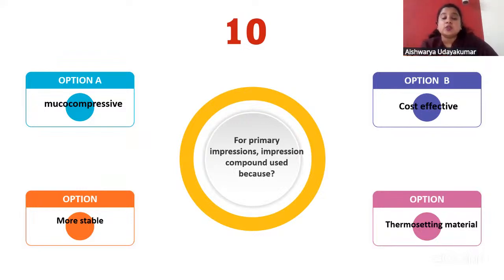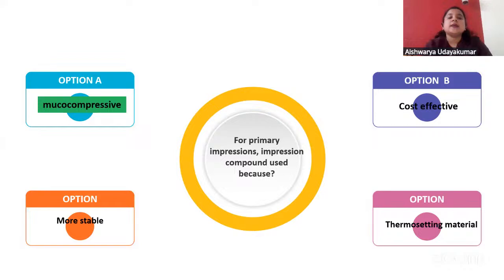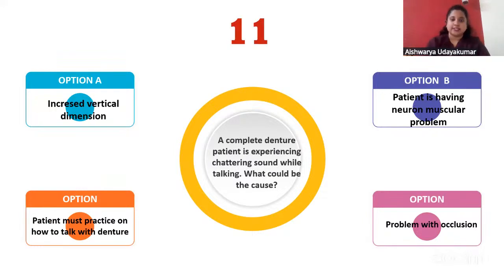We need a compressed impression so that we get all the areas around the arch, that is, around the mandible and maxilla. We need every area, which is why we need it compressed. So thermosetting material is definitely out of the question. This is how we mold an impression compound before taking a secondary impression. So the answer would be mucocompressive. We have more stable options and cost-effective options available right now, but the mucocompression of impression compounds is much more important.